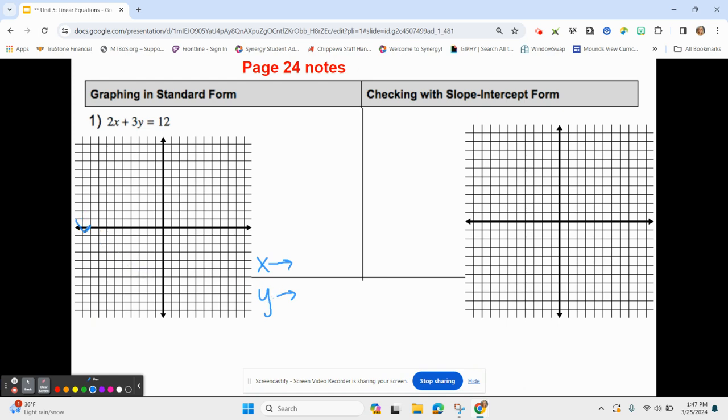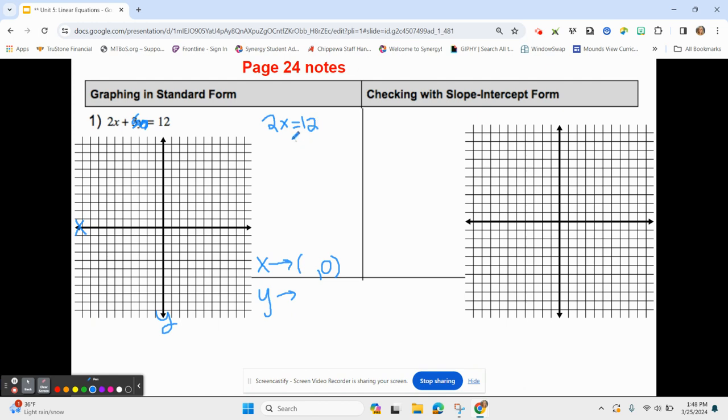Now remember, your x-axis always goes from left to right, and your vertical axis is the y. We're just going to take this equation, solve for x, and then solve for y. So let's find our x-intercept first. To find the x-intercept, the y, I already know, has to be a 0. So where you see a 0 right here, it's 3 times 0, which is just 0. We can just eliminate this for now and focus on 2x equals 12.